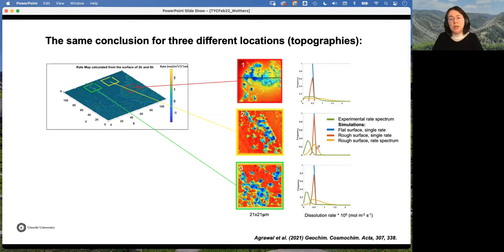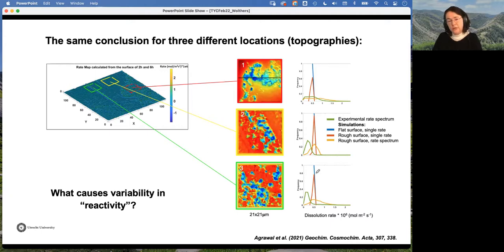We cannot really perfectly simulate what was observed experimentally in locations 2 and 3. So this suggests that each of these topographies actually has its own unique fingerprint rate spectrum, and it is very much defined by the surface topography. And so what causes this variability in reactivity?